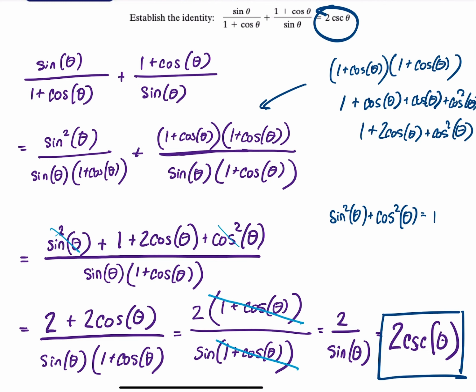So what did we do? We combined our fractions together. So we got a common denominator. Combine things together. We used a Pythagorean identity to reduce the numerator. Did a little bit of factoring, and then used a reciprocal identity as our last step.